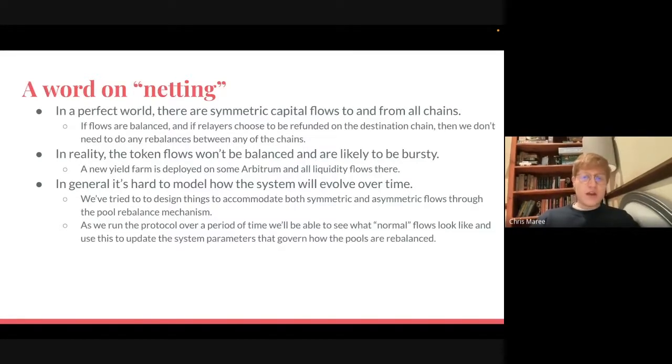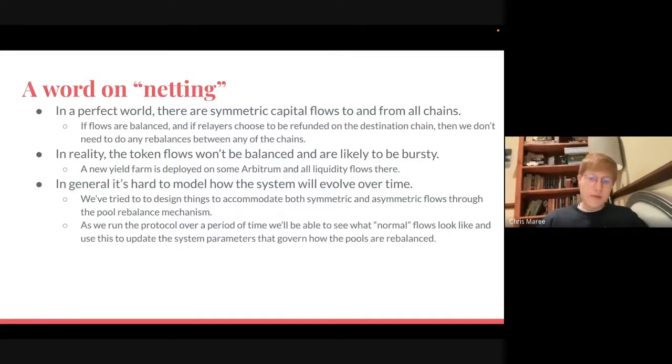And I think an important thing in this is it's really hard for us to know how this is going to behave, right? All we can really do is create a system that can accommodate both scenarios and put some levers, some magic numbers, into the protocol that we can adjust as the protocol evolves over time. We're going to have to see how this goes, right? So we can pick the best numbers that we think are reasonable, right?